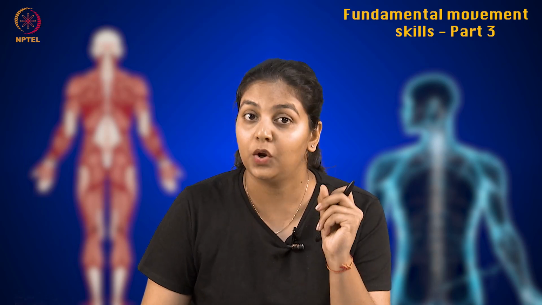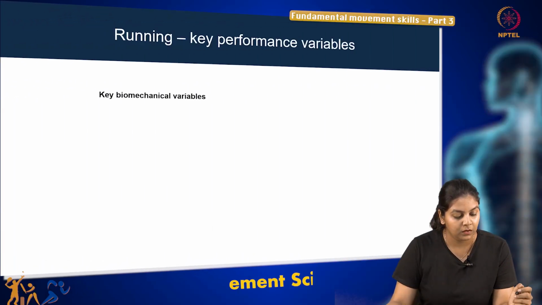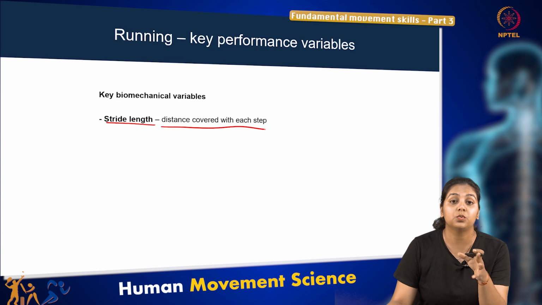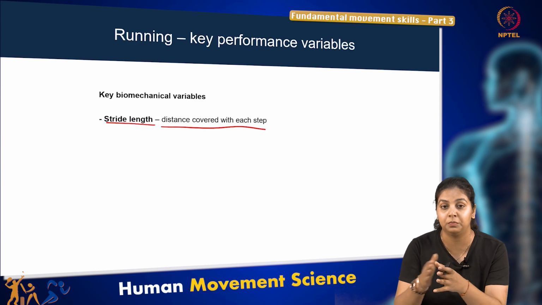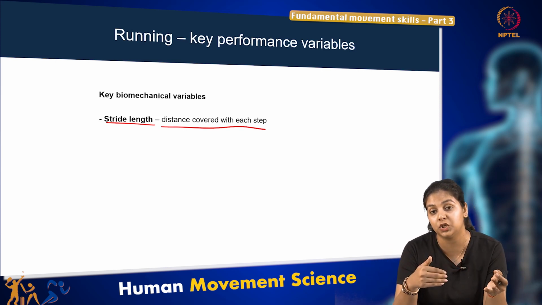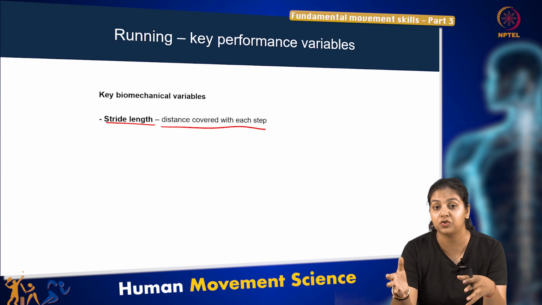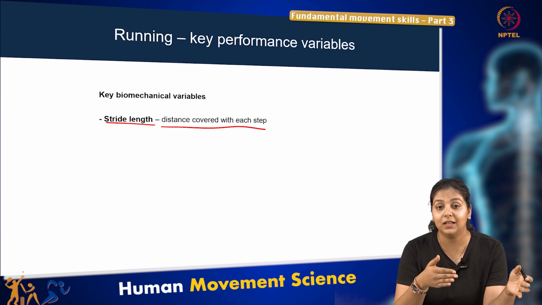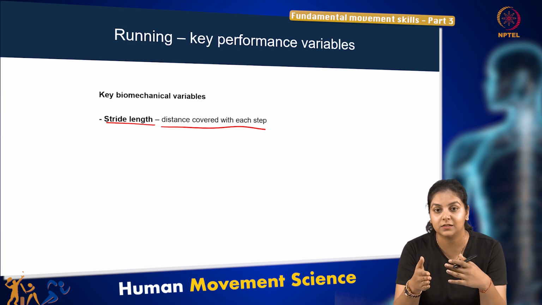So what are some of the key performance variables for running? When you're analyzing running, there are a lot of them, but let's look at some of the major ones. There's stride length. As the name suggests, stride length is the distance covered with each step. Again, this would be different if you're a sprinter, your stride length would be shorter, or it could be longer, depending on what strategy you're using, what's your height, what's your anthropometry. All this informs stride length. But nonetheless, we need to know what your stride length is.